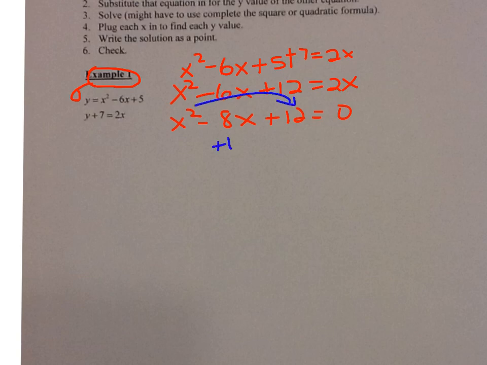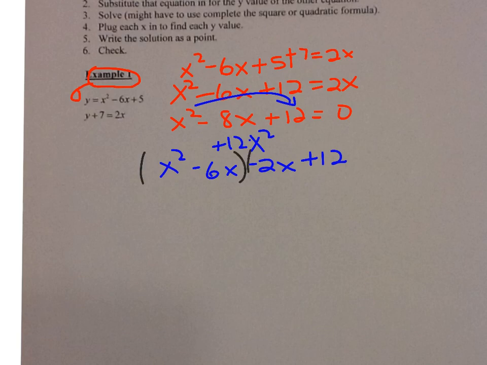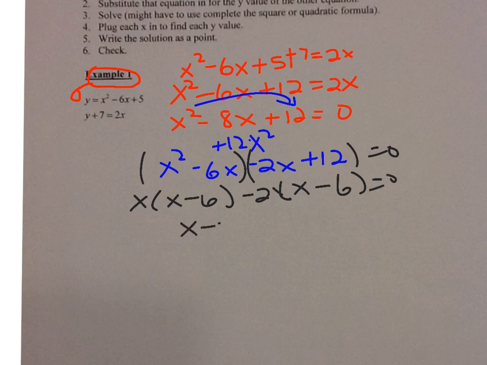So I have positive 12x squared. So what multiplies to 12 and adds to 8, that would be 6x and 2x. They're the same signs, they're both negative. That gives me negative 8x. Bring down the positive 12 and the x squared. Now we're going to factor by grouping. So I have x times x minus 6 and negative 2 times x minus 6. So my factors are x minus 2 and x minus 6.